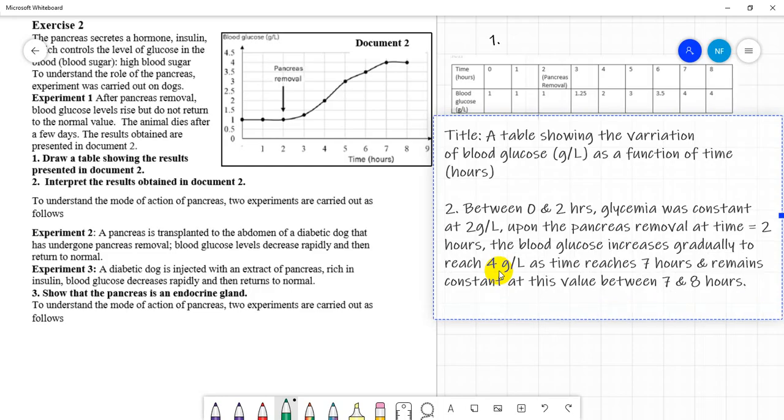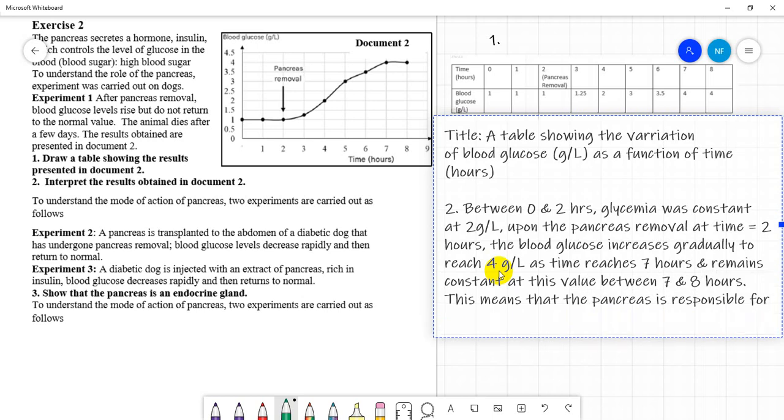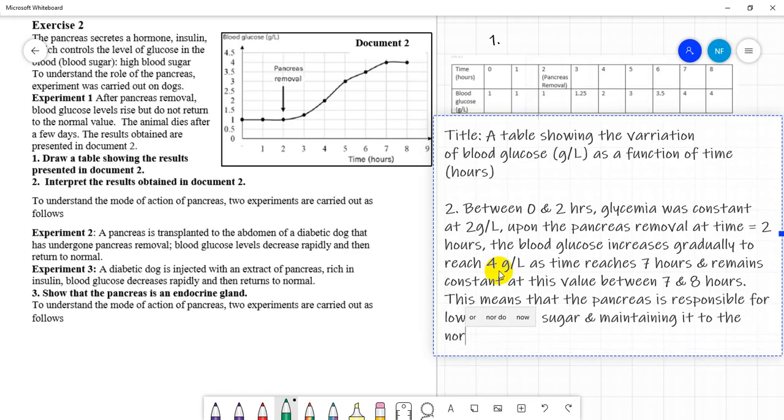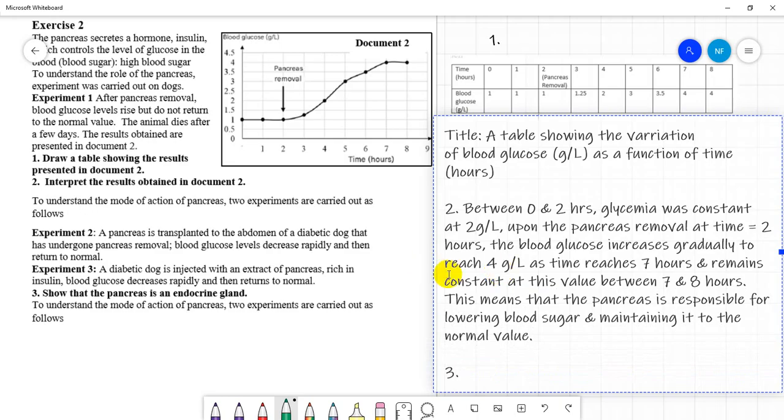Okay, significance. This means that the pancreas is responsible for lowering the blood sugar. Not only lowering but also maintaining the blood sugar at normal values, for lowering blood sugar and maintaining it to the normal value. Okay, enough. 3. To understand the mode of action of the pancreas, 2 experiments were carried out.